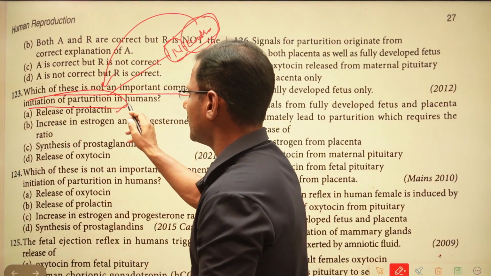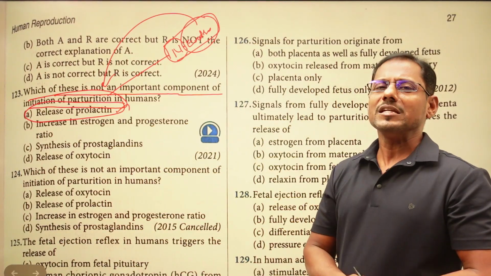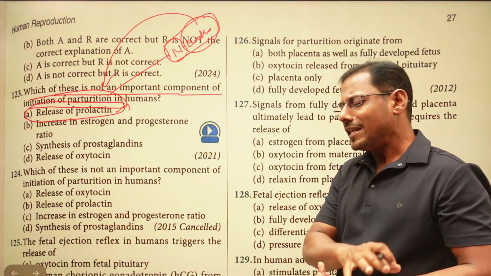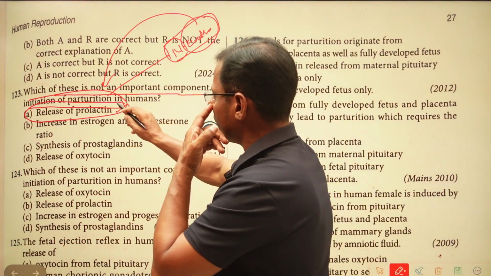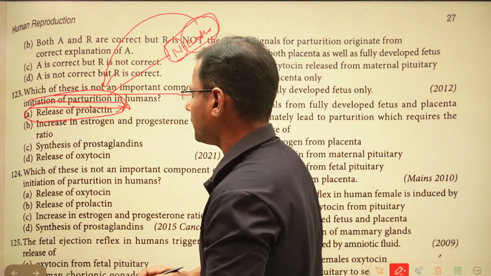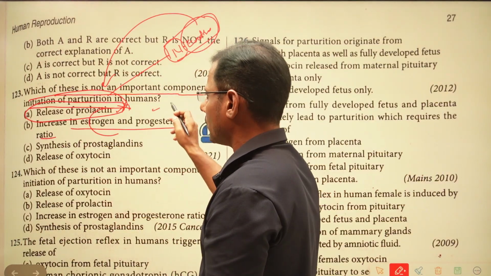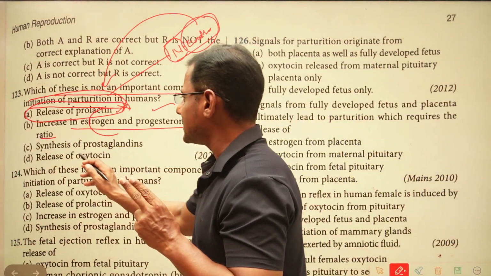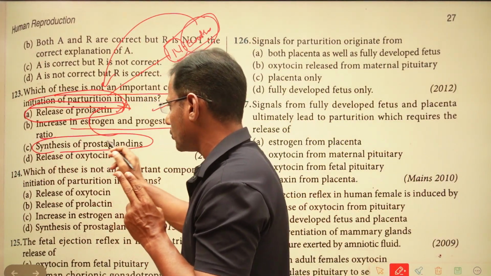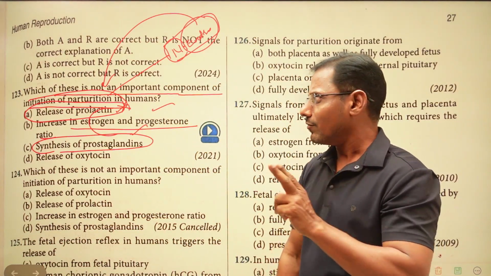Release of prolactin. If you observe this hormone, prolactin is not going to play any role in the parturition process. So absolutely we can say this is the wrong option. Increase in estrogen and progesterone ratio is right, but it is not given in our textbook. And synthesis of prostaglandins also initiates the parturition process, but it is also not given in our textbook.